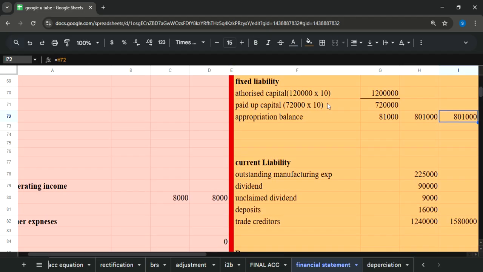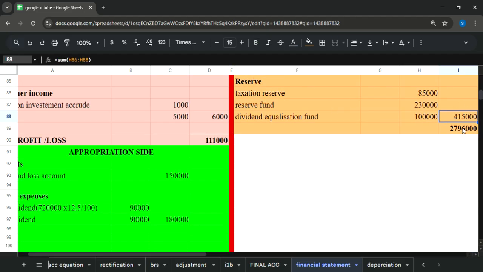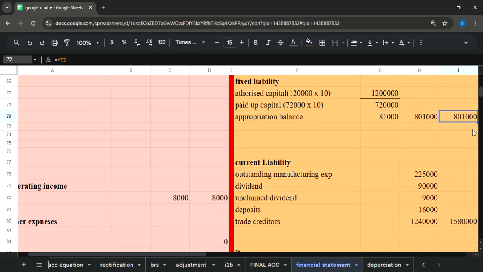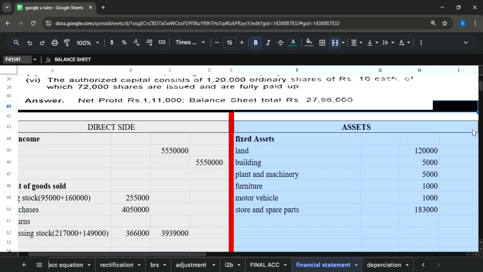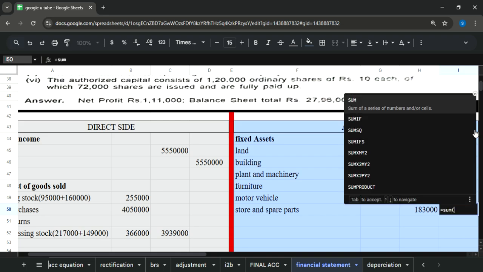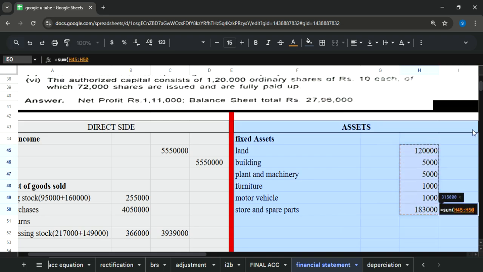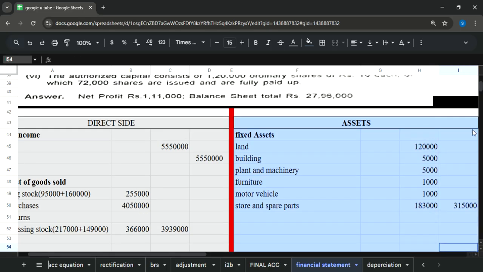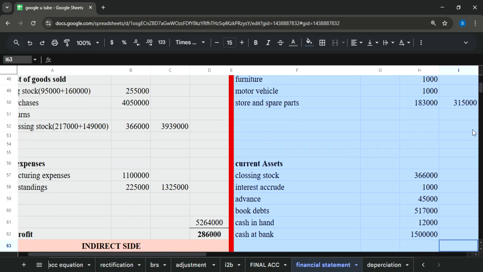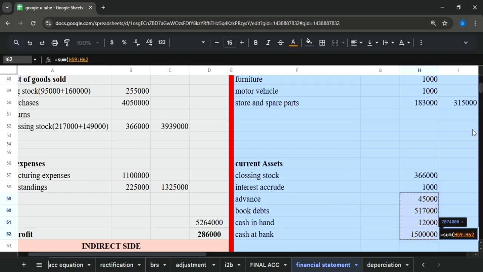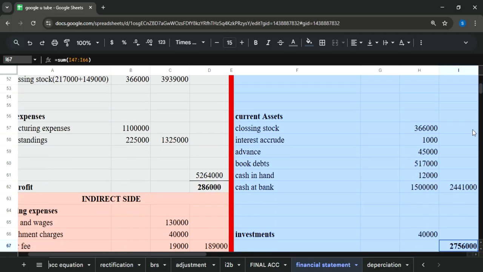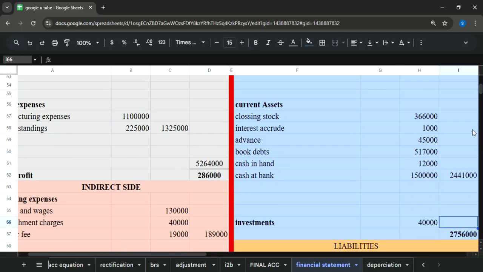2,796,000 is the answer given in the book, and we have got the same answer. It means our liability side is also completed. Four parts are completed. We will now calculate the asset side, and here let's take the sum of all fixed assets. This side is completed. Next step is to take the sum of all current assets. This is also completed. Now investment: there is only one amount of investment mentioned over here.